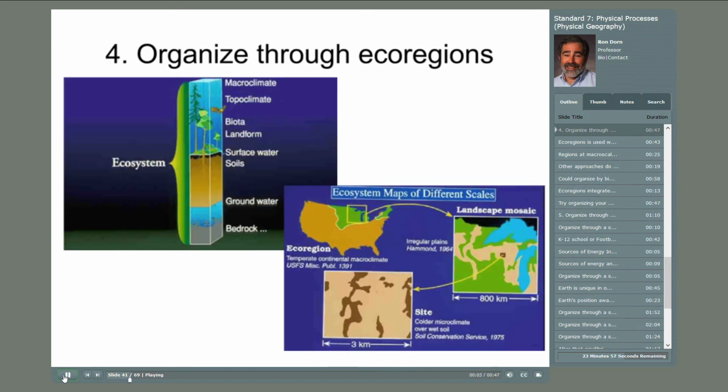A fourth general way of thinking about this standard number 7 is to organize it in terms of ecoregions. An ecosystem, the way ecologists think, has everything from the general climate impacting a hill moving down, the topoclimate, or the effect of topography on the climate, the animal and plant life, or the biota, the landform itself, water on the surface, the soils, water in the ground, the rock systems. So the ecoregion is to take those ecosystems and to map them out. You map them out on the macro scale, the mesoscale, and the microscale.